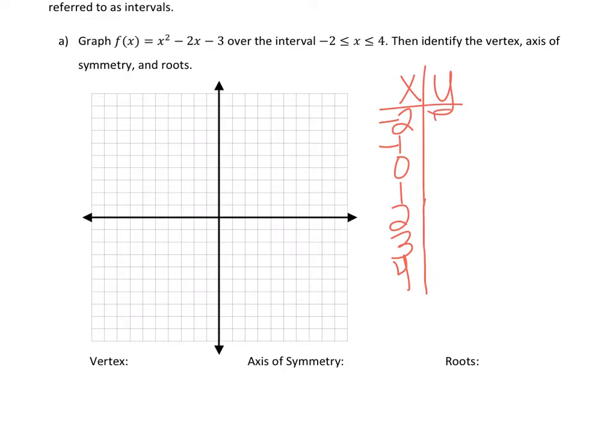When we have -2, we get 5, then 0, -3, -4, -3, 0, and 5. And I want you to notice a pattern here. Notice how it's got this rainbow effect, where -4 is your lowest value in this case. So 5, 0, -3, -4, -3, 0, 5. Okay, plot the values.